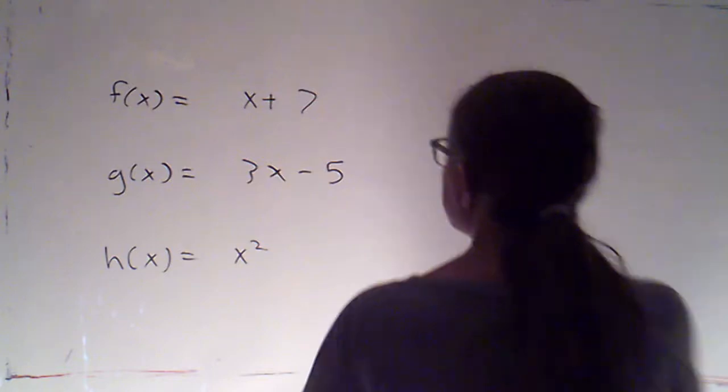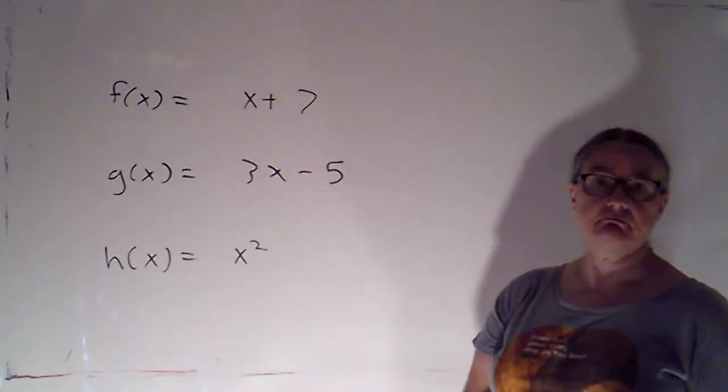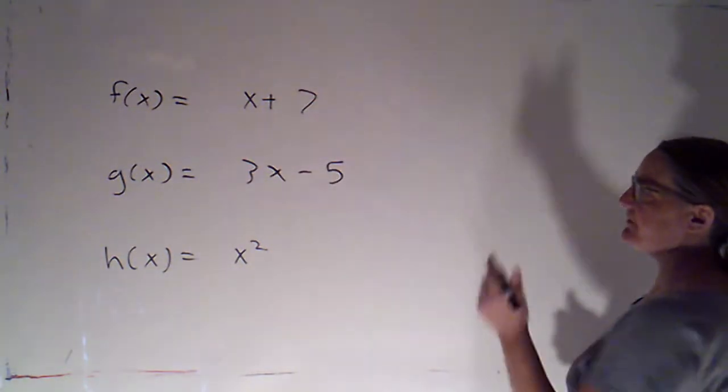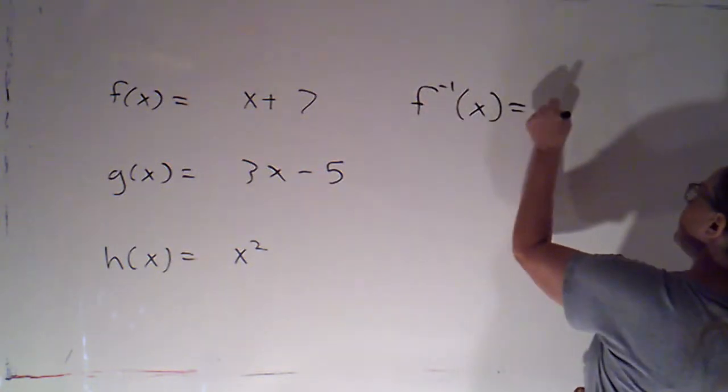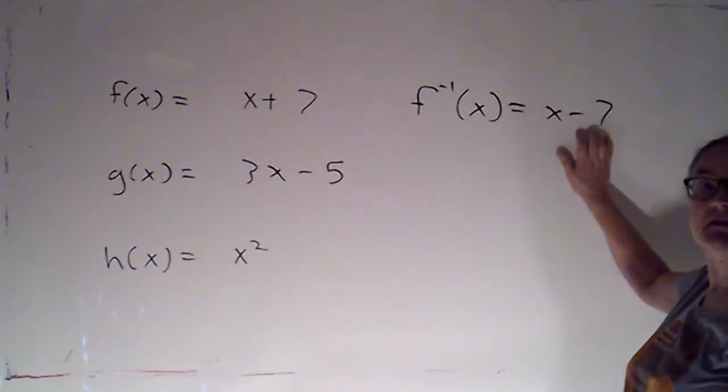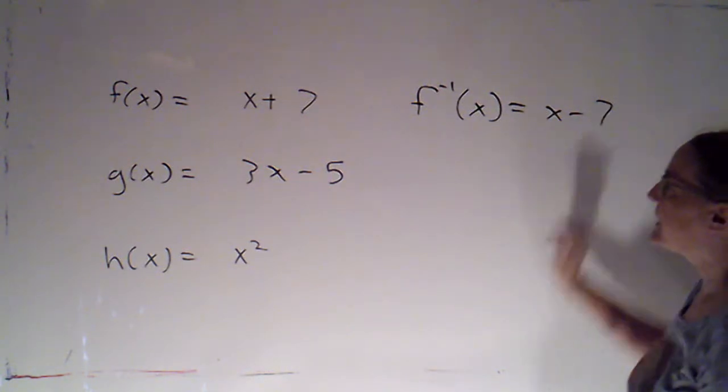So f of x is the function that has me adding 7. I can undo that. The opposite of adding 7 would be subtracting 7. So we can say f inverse of x would be the number that subtracts 7 from things.